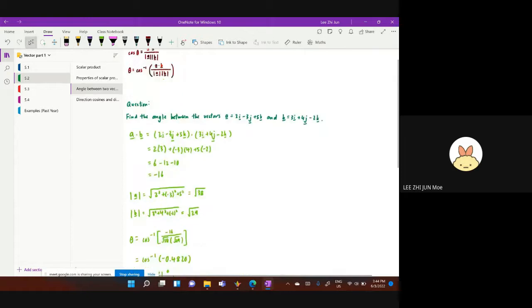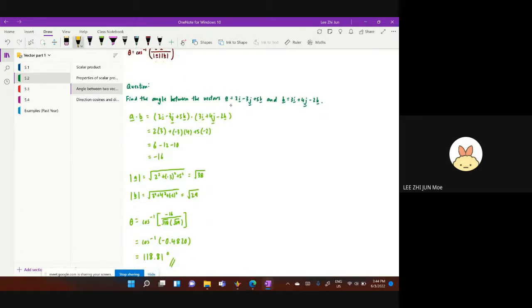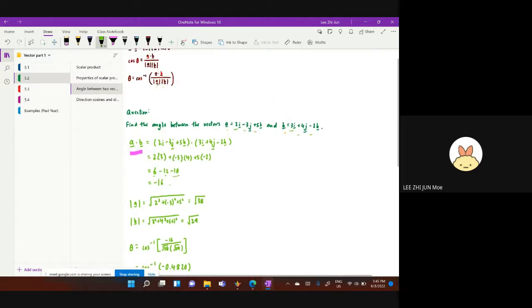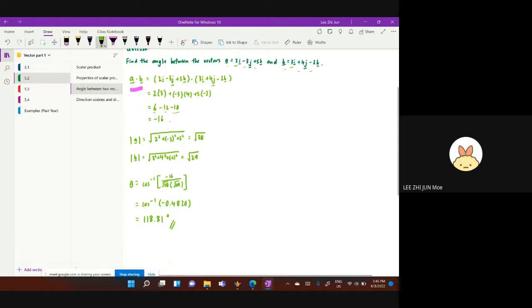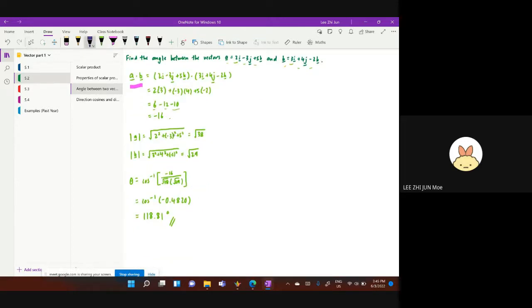So we see a question. Find the angle between the vectors A and B. So we find the dot product. 2 times 3, 6. Negative 3 times 4, negative 12. 5 times negative 2, negative 10. So we'll get negative 16. And we need to find the magnitude of A and magnitude of B separately. The magnitude of A is square root 38 and the magnitude of B is square root 29.